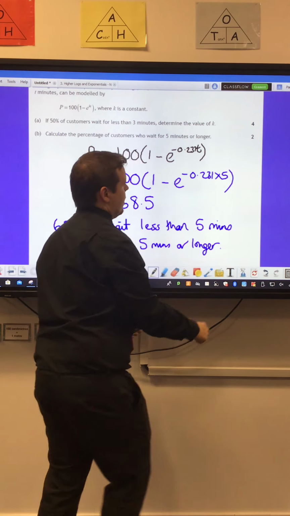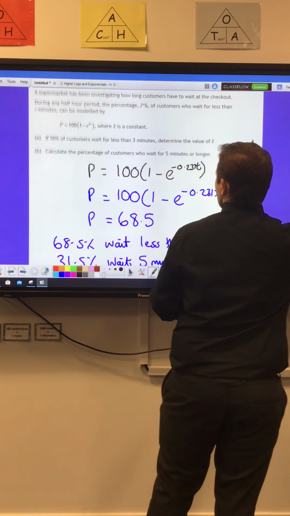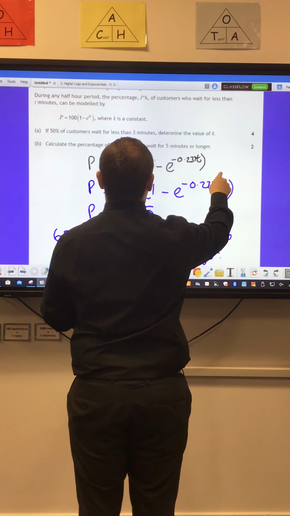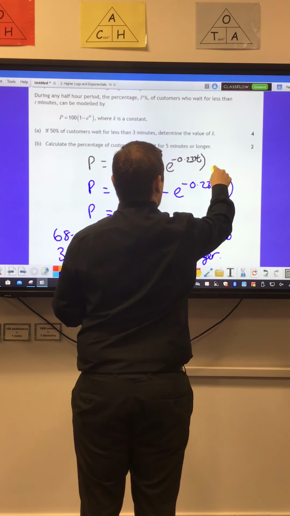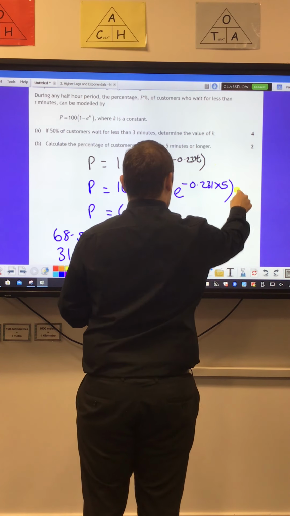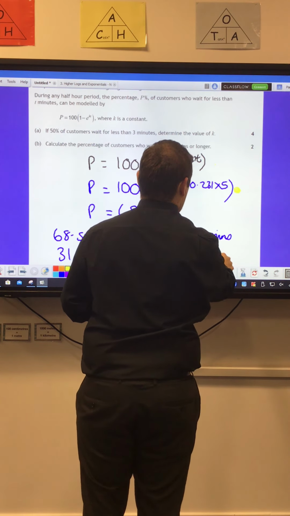Okay, your marks for this one, 4 marks again, 2 for this one. 1 is basically for subbing in the information down in this step here, and 1 is for correctly communicating your answer.